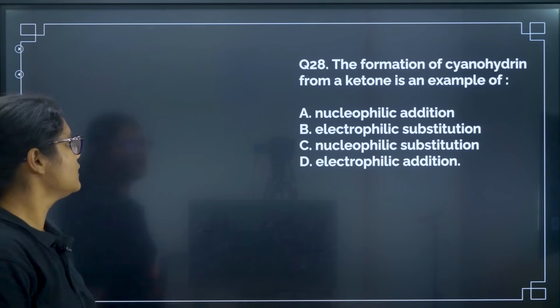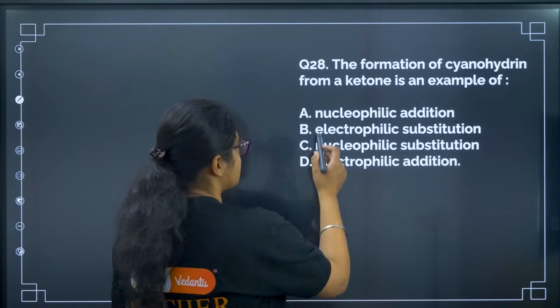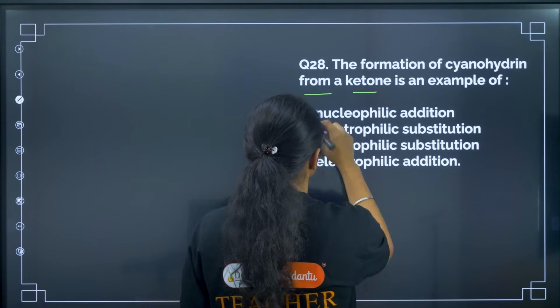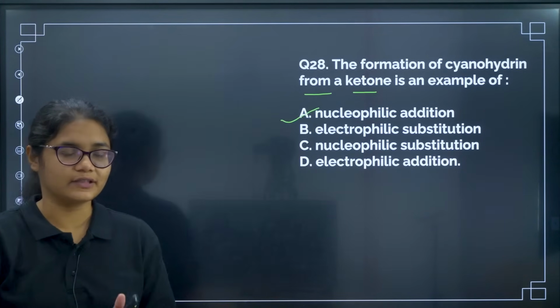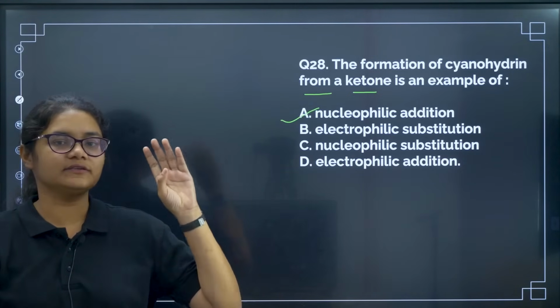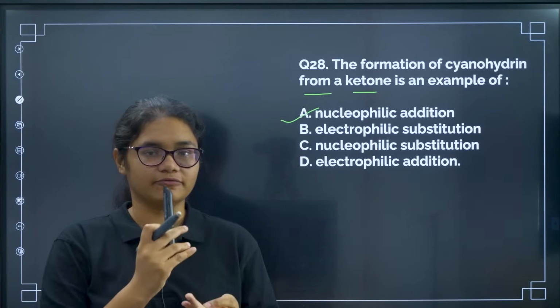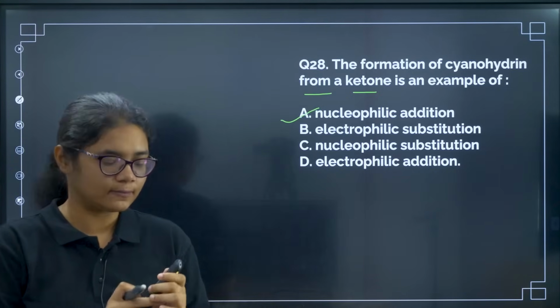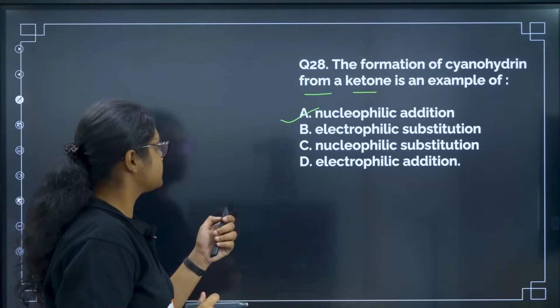Very easy question. Now next, the formation of cyanohydrin from a ketone is an example of nucleophilic addition, right? Nucleophilic addition is a very important topic. You have some examples: addition of HCN, addition of alcohols, ammonia derivatives. Okay, so please prepare this part.